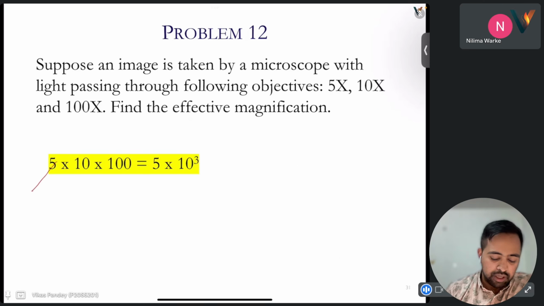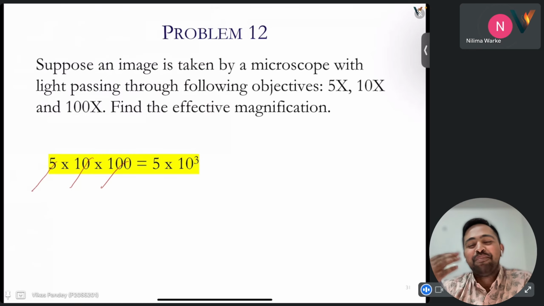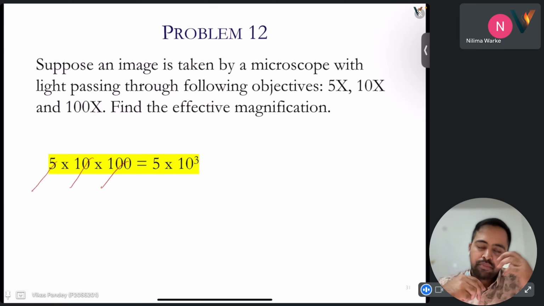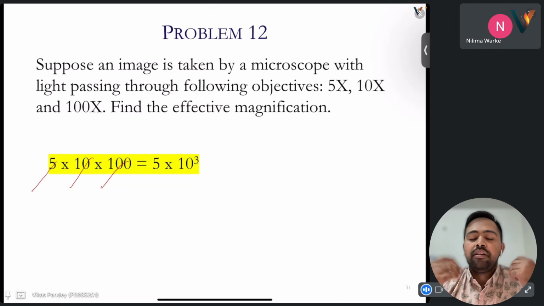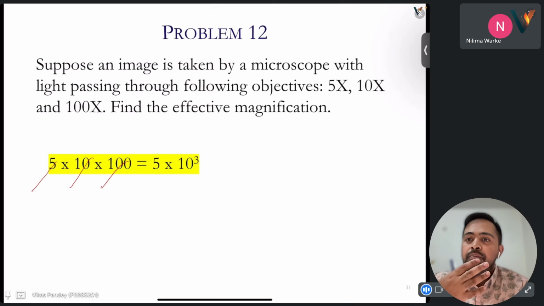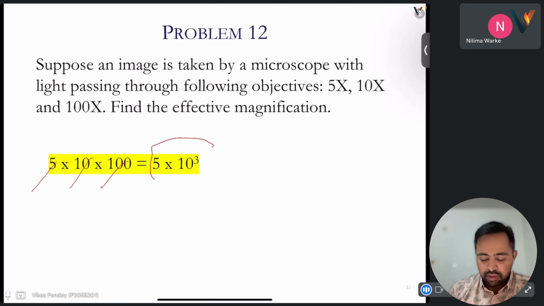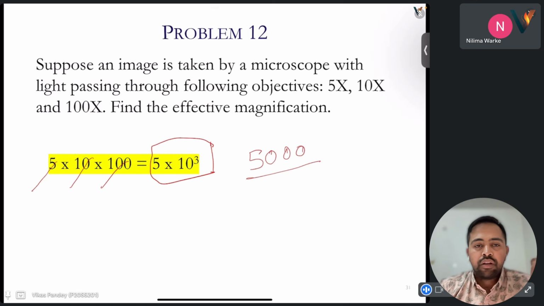So we just multiply 5, 10, 100. I thought there is some angle or something. Okay, understood. Simply, it is like first multiplying by 5, then that 5 times image is again getting magnified 10 times, and then that 50 times magnified image is magnified 100 times. So multiple objectives are being used to get very high magnification, and in this case it will be 5,000. So total magnification will be 5,000.